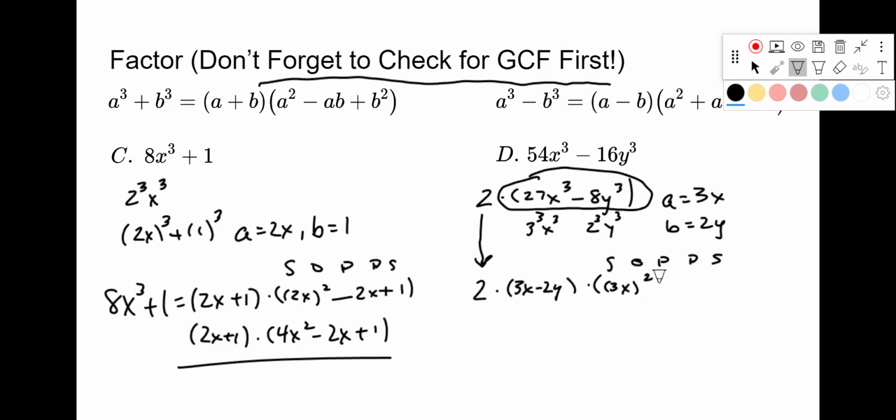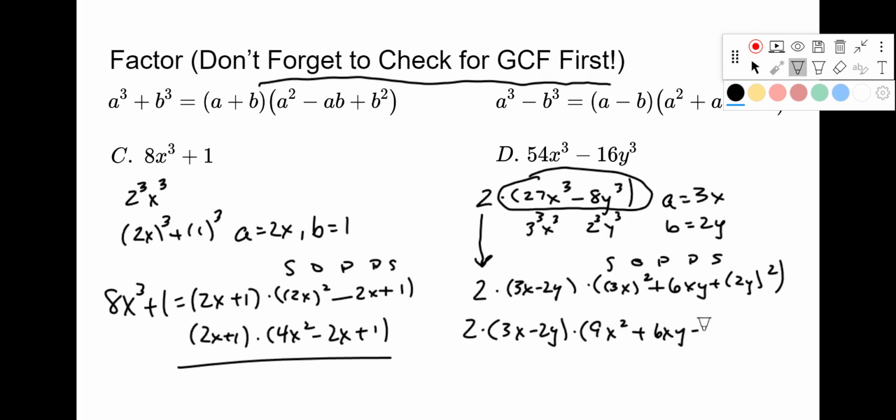Opposite sign, minus, plus. Product: 3x times 2y is 6xy. Plus, square. Take 2y and square it. So leave the 2 out, and 3x minus 2y stays. We can clean this up: 3x quantity squared is 9x squared, plus 6xy, plus 2y quantity squared is 4y squared. And that is the correct answer.